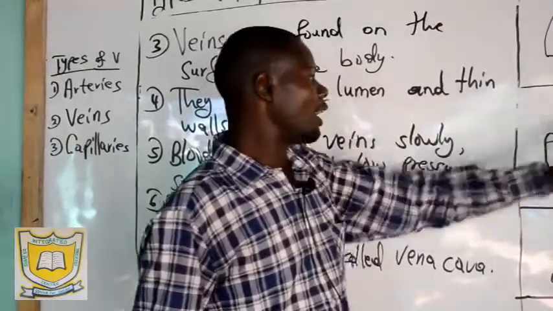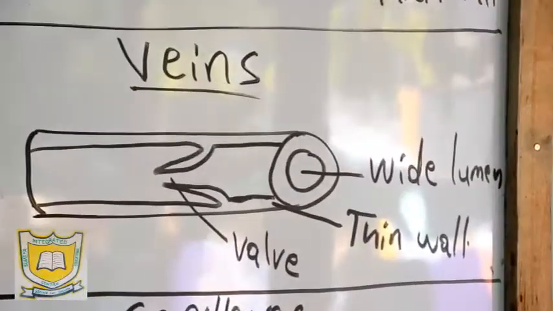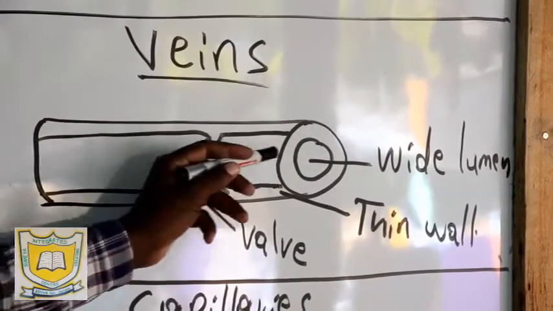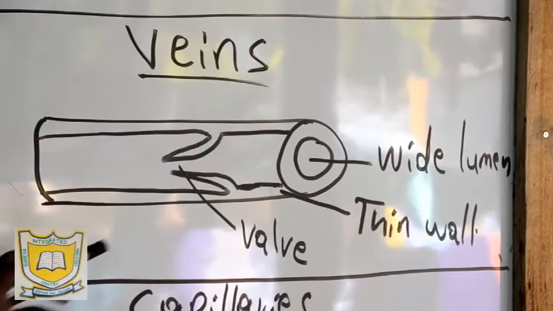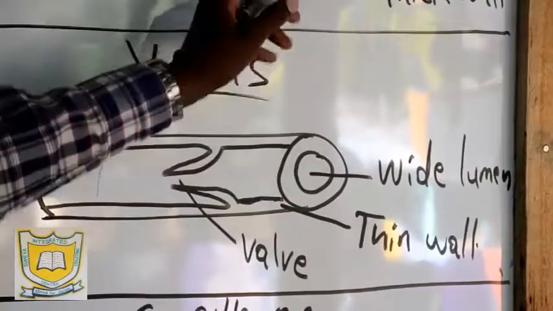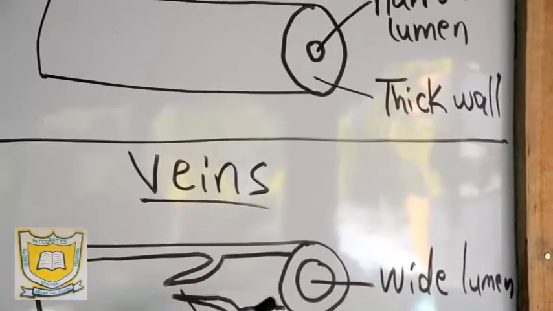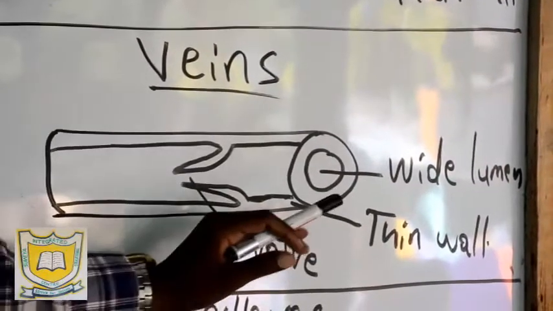Now, when we talk about the vein, here is the structure of the vein. We realize that the lumen is wider. The opening inside the veins is wider as compared to the arteries. Also the wall is thin. Here the wall was very thick to withstand the pressure, but here the pressure is very low. So you find that the walls of veins are thin.